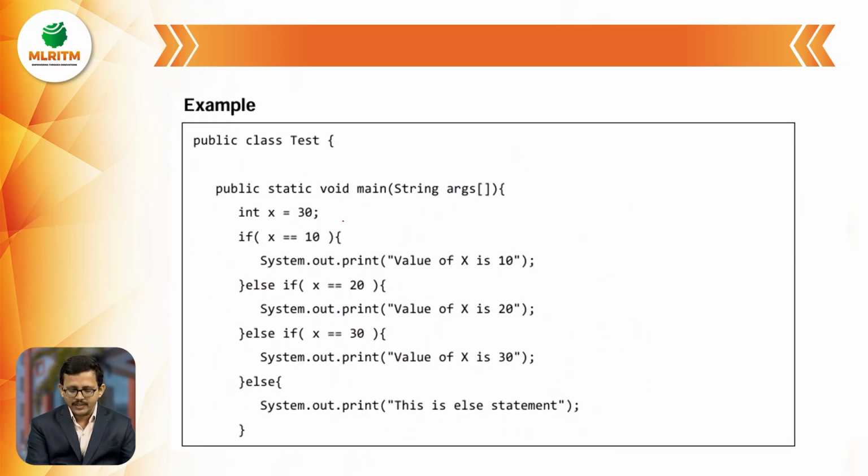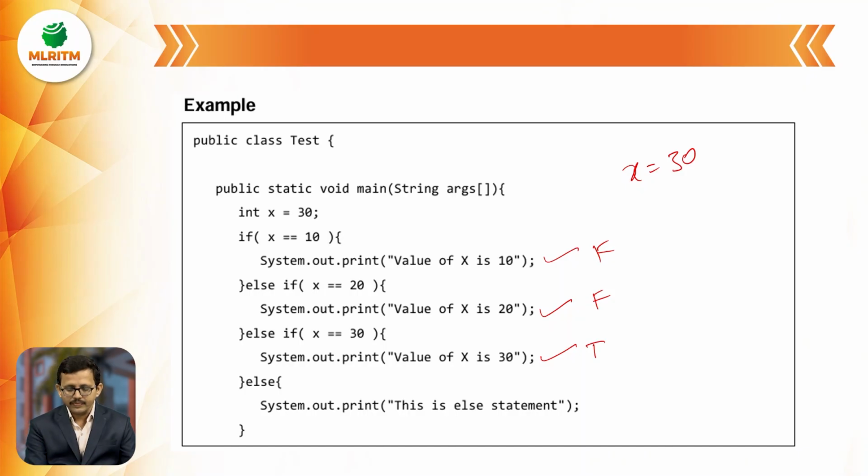So let us see here: public static void main, x is equal to 30, the value we have assigned. If x equal to 10, that is one condition. If x equal to 20, another condition. If x equal to 30, another condition. Here we first check the first if. No, it is false. The second condition, it is false. And the third condition, we got it as true. So the output will be: the value of x is 30.